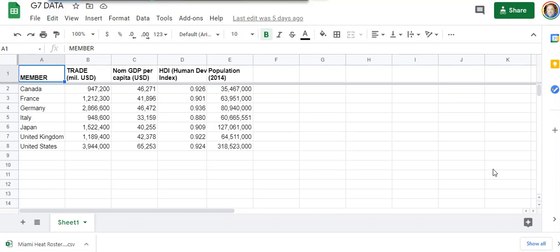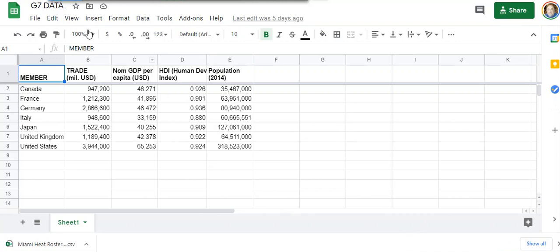So my question would be, what is the typical HDI rating of a G7 country? And that allows you to look at things like standard deviation and mean and median, and try and figure out where's the middle, where's the center, the measure of central tendency. That's kind of what we're looking at.